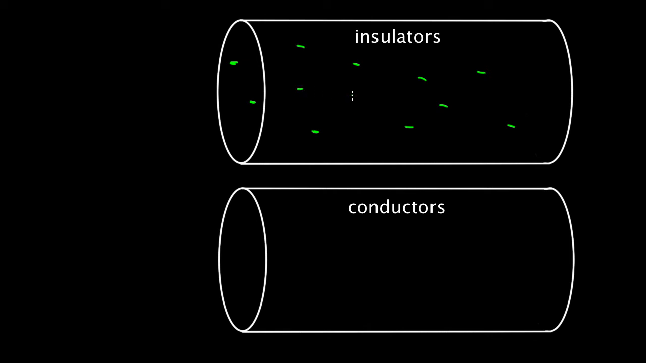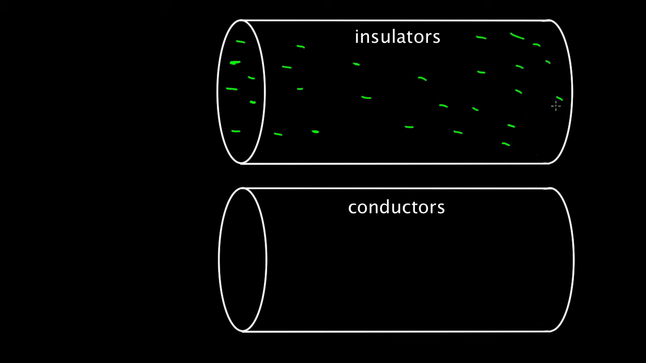What would happen? Well, we know these negatives can't move throughout an insulator. Charges can't flow through an insulator, so they're stuck, which means for an insulator, I could charge the whole thing uniformly if I wanted to, where the charges spread out throughout the whole thing.